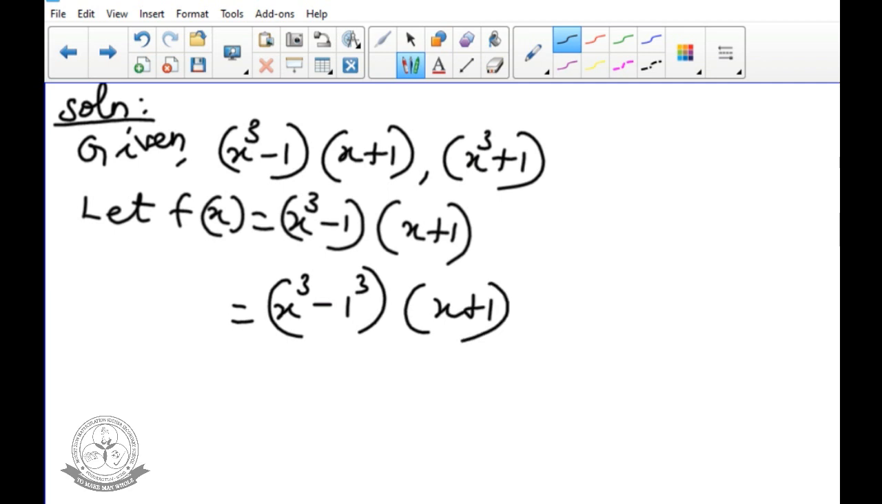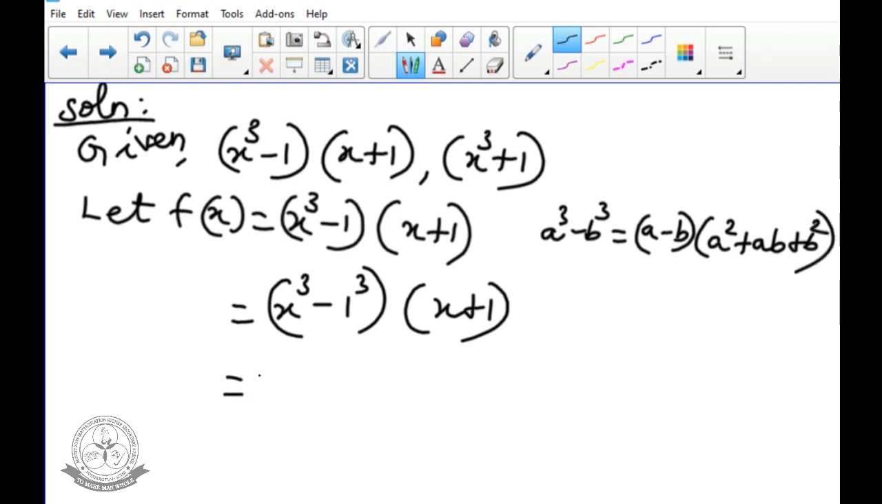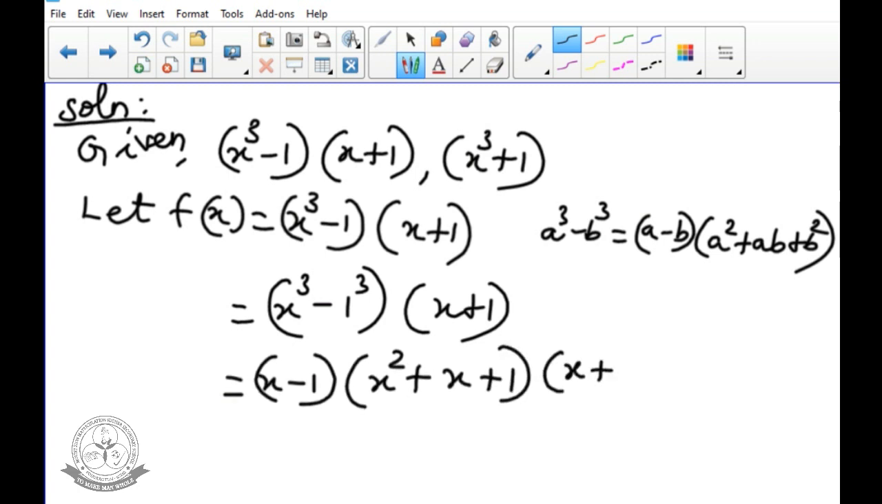This is a cube minus b cube. A cube minus b cube equals a minus b into a square plus ab plus b square. So we can write this one: a minus b means x minus 1, next a square means x square, plus ab means x, plus b square means 1, into x plus 1. This is f of x.